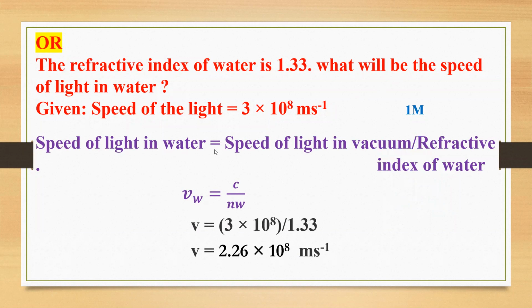Speed of light in water is equal to speed of light in vacuum divided by the refractive index of water. Here the values are 3 into 10 raised to 8, which is the speed of light, and refractive index 1.33. Then finally we will get the value as 2.26 into 10 raised to 8 meter per second. Units are also important, write them properly. Understood? Let's move to another question.